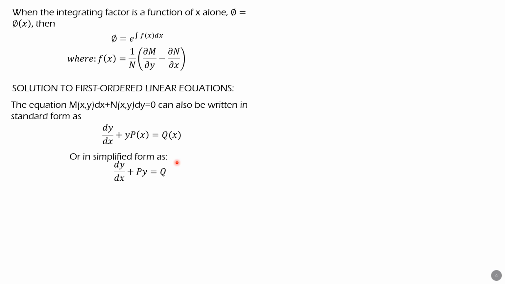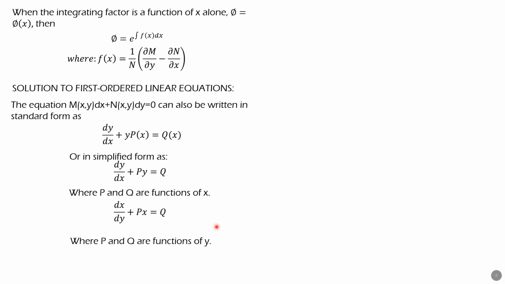Likewise, we can also write this in standard form when P and Q are functions of y: dx/dy plus Px equals Q. This time P and Q are functions of y.